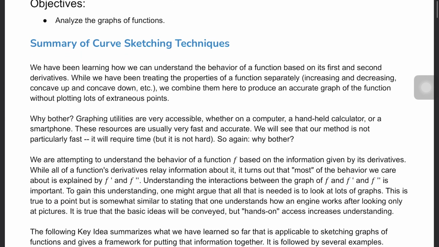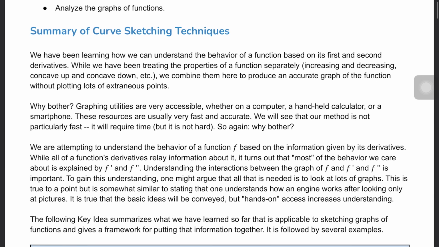So we have been learning how we can understand the behavior of a function based on its first and second derivative. While we have been treating the properties of a function separately, such as increasing and decreasing versus concave up and concave down, etc., here we're actually going to combine them to produce an accurate graph of the function without actually plotting too many extraneous points.